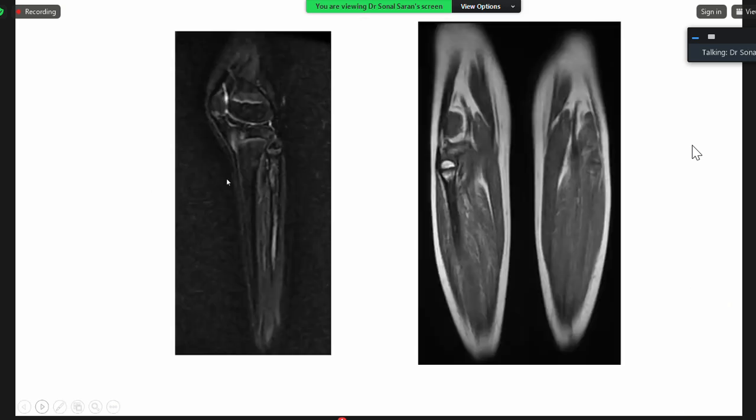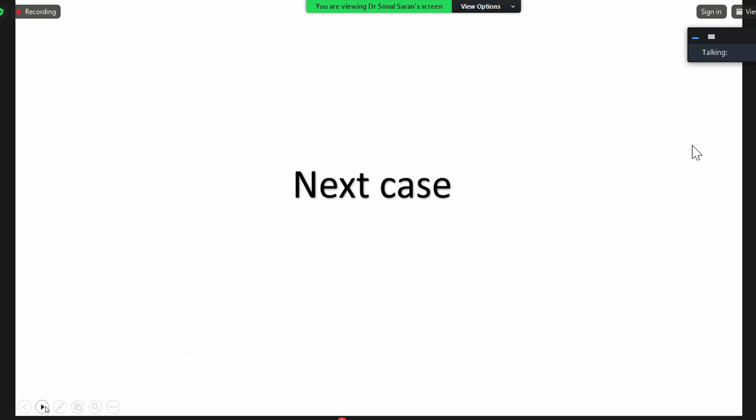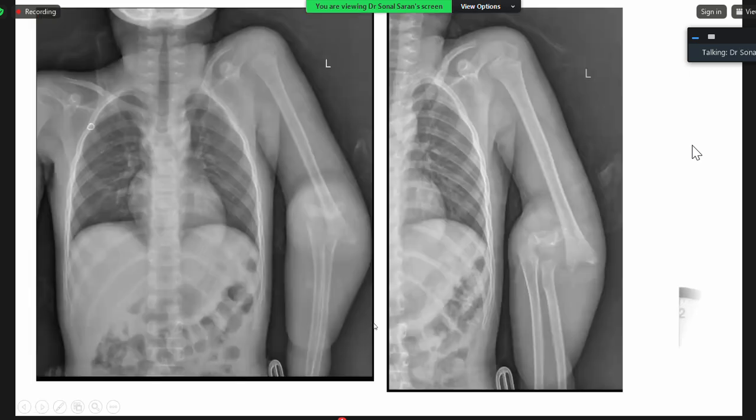These are the MR images. You can see fibula is affected over here. Here also you can see fibula is involved. The case of Ewing sarcoma, there was not much of soft tissue component in this case. Last case.